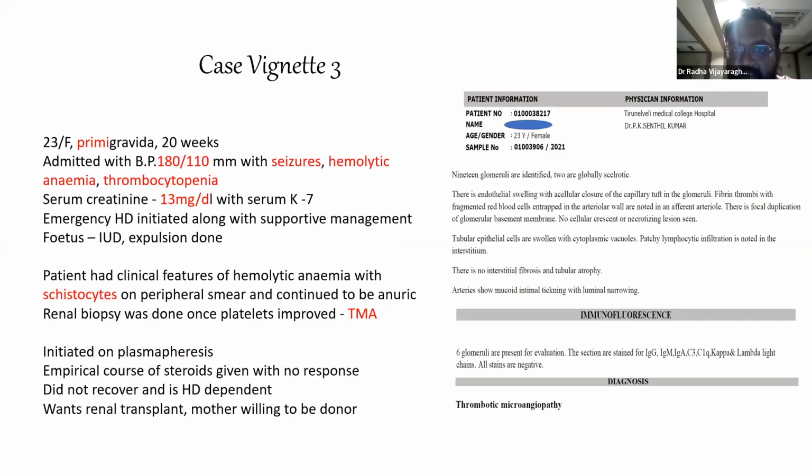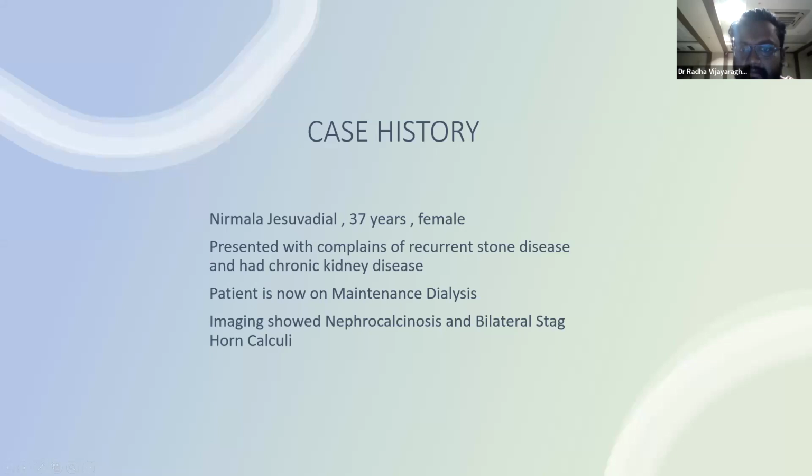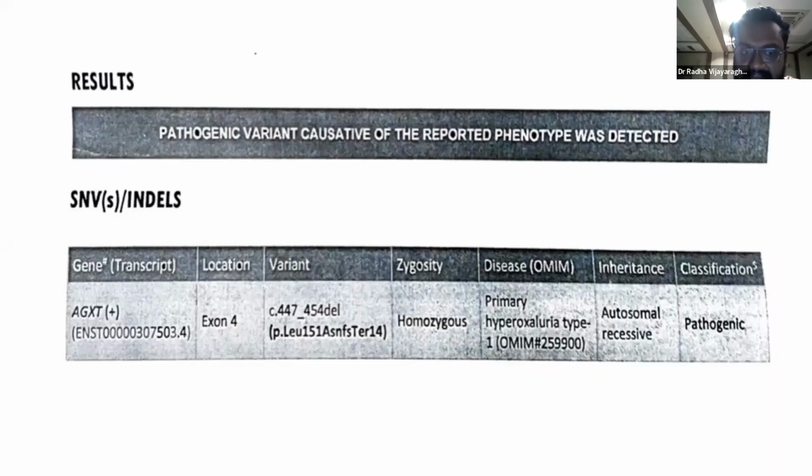So this is the final case vignette, sir. We had a 37-year-old female who presented with complaints of recurrent stone disease and ended up with CKD and is now on maintenance dialysis. Her imaging showed nephrocalcinosis and bilateral staghorn calculi. We have already discussed oxalosis before, but can the experts help us interpret this report, which shows a pathogenic variant causative of the reported phenotype?